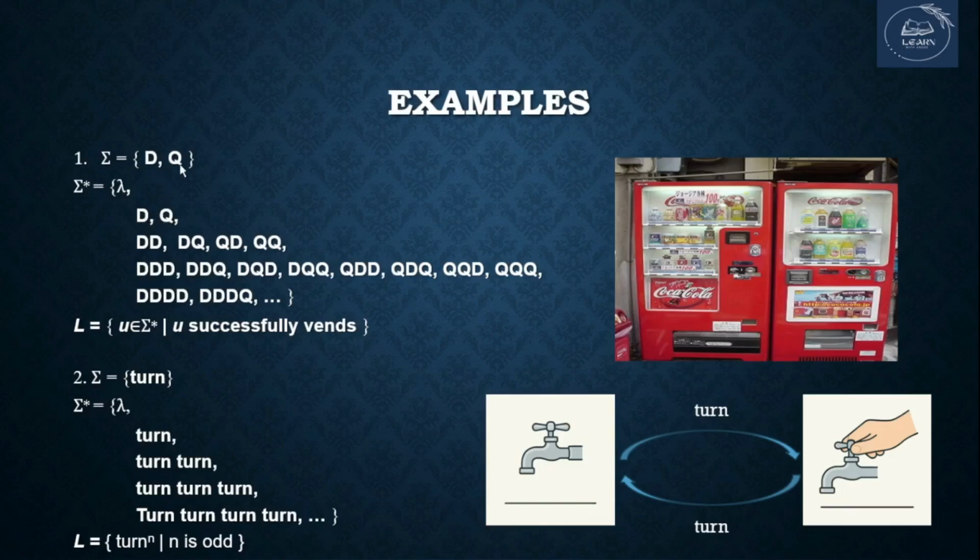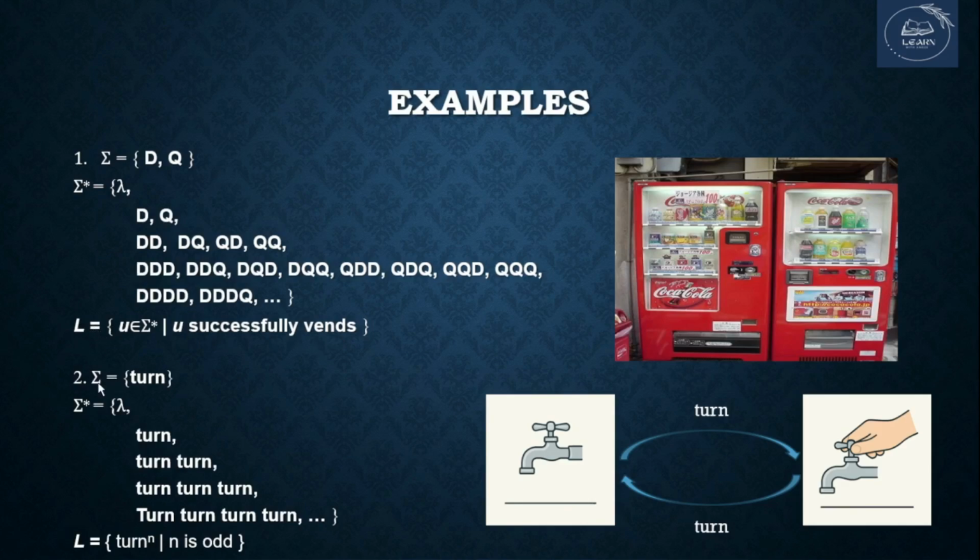If our alphabets are D and Q, we can have D, which is correct, Q, which is correct. We can have DD, DQ, QD. Any sequence or combination of D and Qs are all in our Sigma star. And you can see in our vending machine that any string U which belongs to the alphabet where U successfully vends, so any string U that successfully vends, is our language.